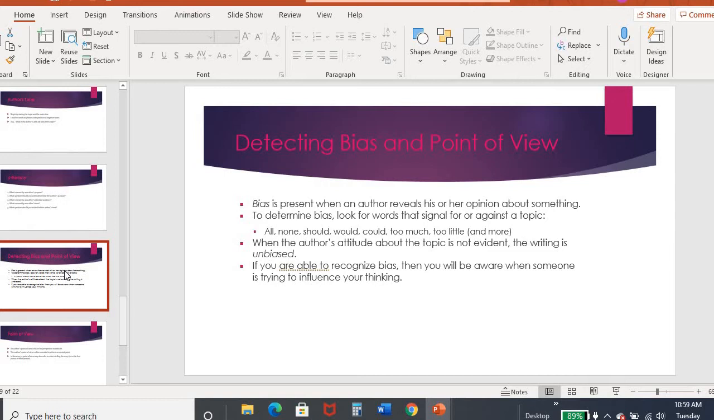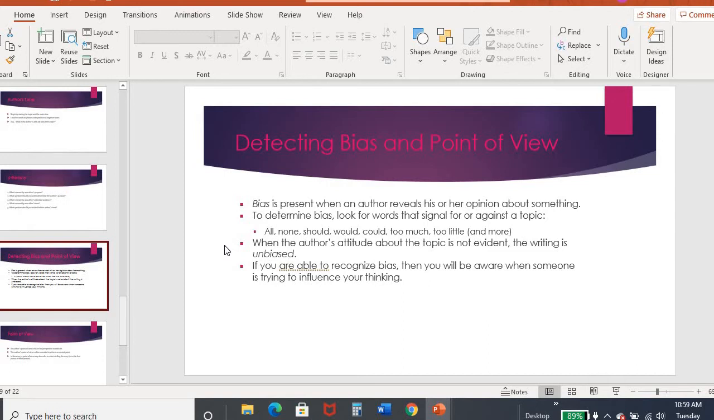So bias is when an author gives their opinion about something. So you look to see, again, tone is very closely related to this. To look at bias, look for things like all, none, should, would, could, telling you that they're trying to signal either for or against something. Now, if you can't tell if the author is biased, that's probably because it's unbiased. Like a neutral or objective source should be unbiased. They're not going to give you their opinion.